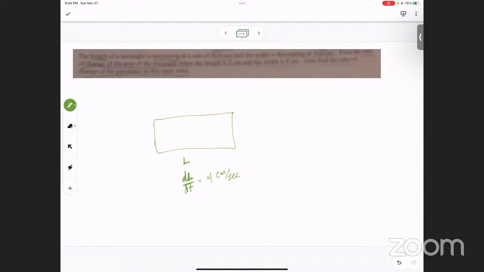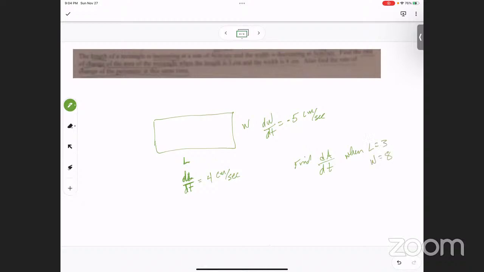Then it says the width is decreasing by 5 centimeters per second. So dw dt, and it's going to be a negative, right? Because it's decreasing 5 centimeters per second. Is the area staying the same? Well, it says find the rate of change of the area, so I don't think so. So find dA dt of the rectangle when the length is 3 centimeters and the width is 8 centimeters.